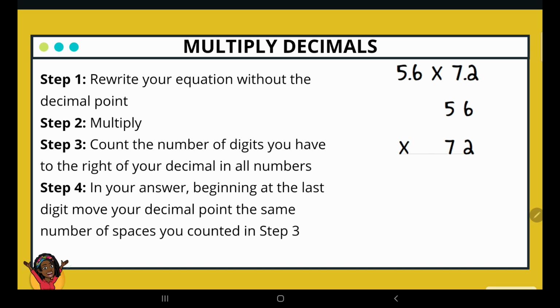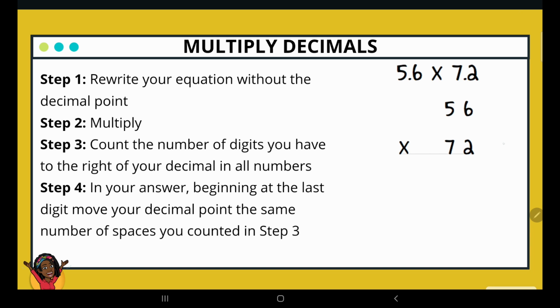Here are our steps for multiplying decimals. Rewrite your equation without the decimal point. Multiply just like you've learned in the past. Then count the number of digits you have to the right of your decimal in all numbers. In your answer, beginning at the last digit, move your decimal point the same number of spaces you counted in step 3. Let's take a look at this example and use our steps to help us solve it.